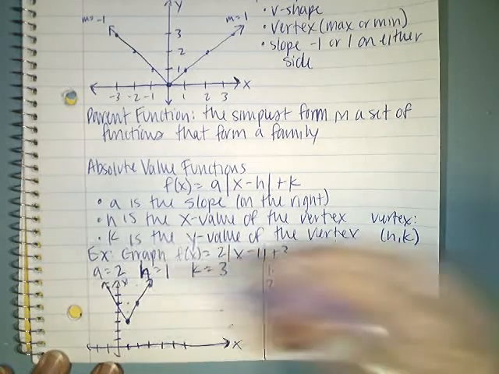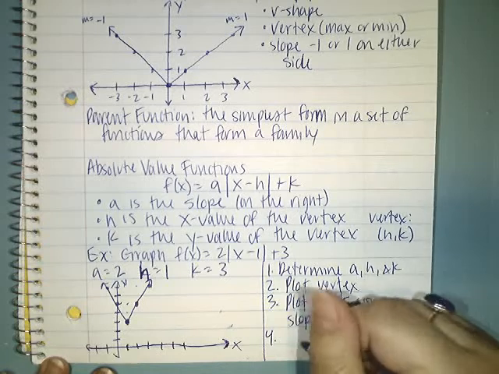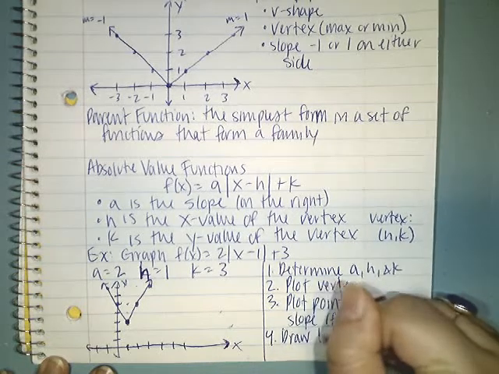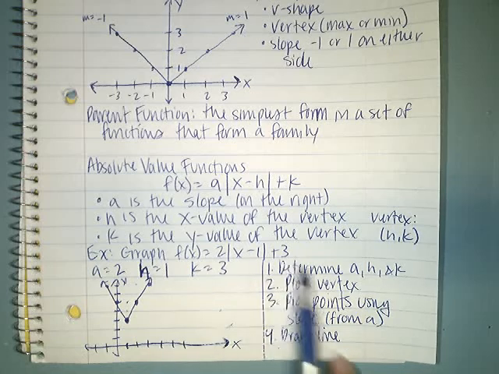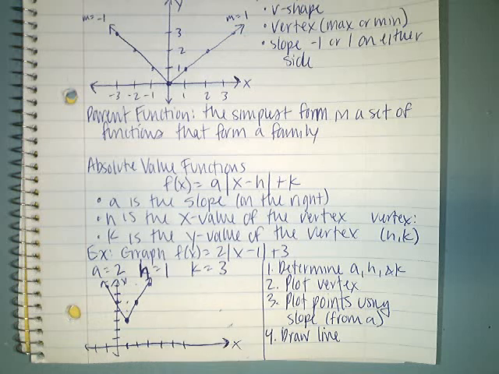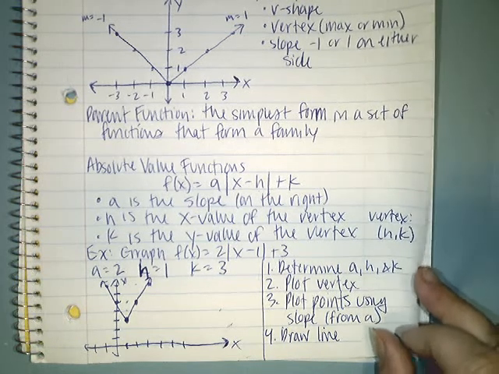And then my last step that I just did, step 4, was draw my line to make my graph. So that's pretty easy. We just determine our vertex, plot that, graph the slope, and then connect the dots. So I'm going to do one more example of that with you guys, or I'm going to try to do it as what's called a quick check.